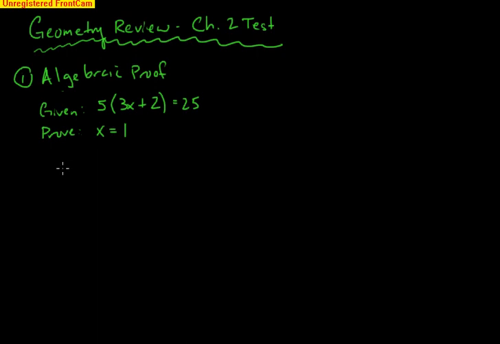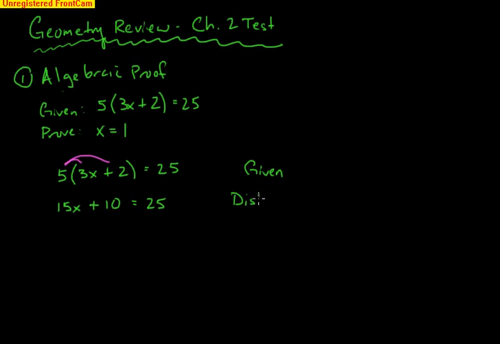So what you're going to do is list out your equations. We'll start with the original, 5 times the quantity of 3x + 2 equals 25, and this, of course, is given to you. Then the first thing you're going to do, and I'll use a different color to show what we do, is distribute the 5. So what you will get is 15x + 10 = 25, and you distributed the 5, so you use the distributive property.